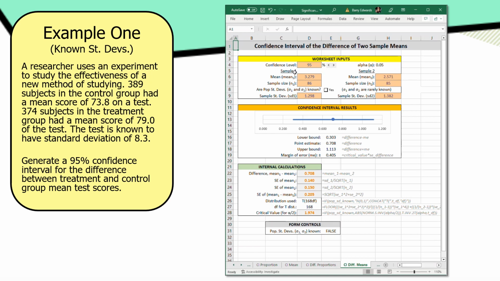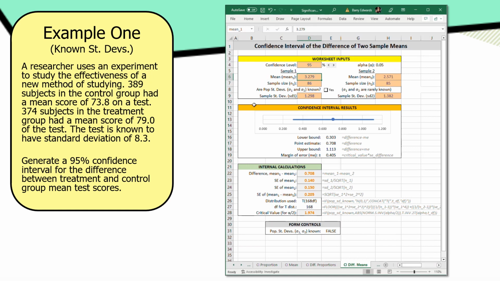Now we've got sample 1 and sample 2. The difference is going to be calculated, you can see down here in the details, as mean 1 minus mean 2. So this problem is asking for the confidence interval, the difference between treatment and control groups, so a confidence interval for the treatment effect of this new studying method. So that means for sample 1, I want to make this the treatment group. So I'll take the treatment mean score and subtract the control group mean score to get the effect of the treatment.